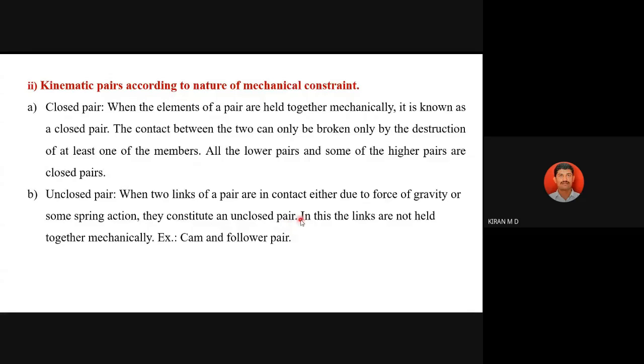In this, the links are not held together mechanically. They are not manufactured to have the contact all the time, so they have the contact due to additional components or due to forces. For example, cam and follower, and what I told you, the bike wheel on the road surface. These come under the unclosed pair. The bike wheel has the contact due to the force of gravity, but mechanically they are not held together. Is it clear?